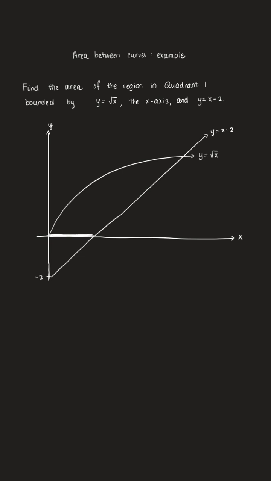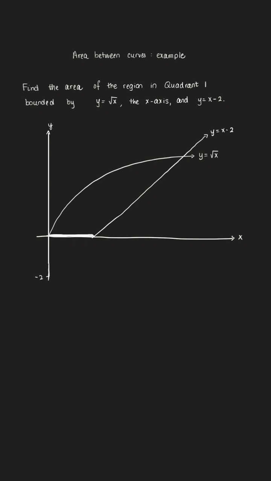So I'm going to take away this line that makes a rectangle at the bottom because we don't need that piece, right? Because we want the region bound by the three functions, the x-axis, the line, and the square root function. That's the region whose area we're trying to find.